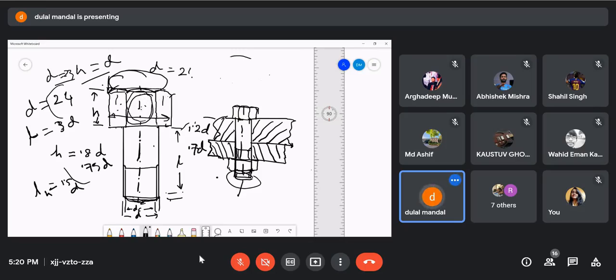So it depends on why it is a little more. If I reduce the 2D, if I take 1.5D, so this length, that means this surface will reduce. So this is a standard size. 1.75D you will also find. 1.75D is also a standard size. So not less than this.